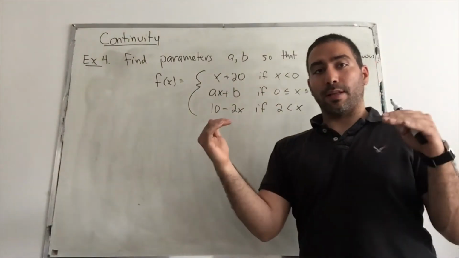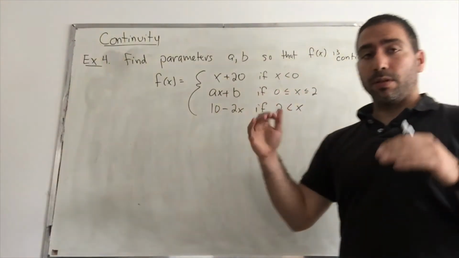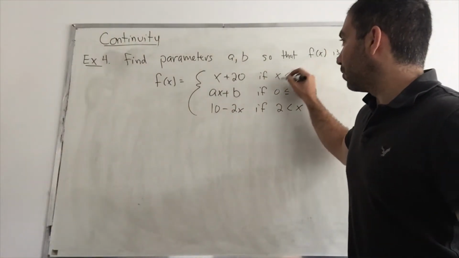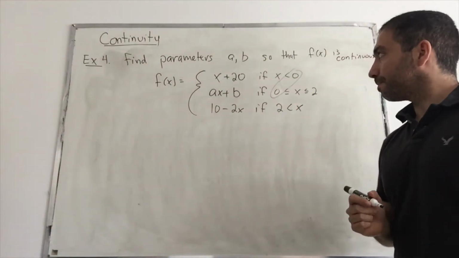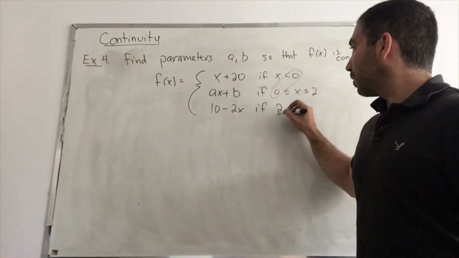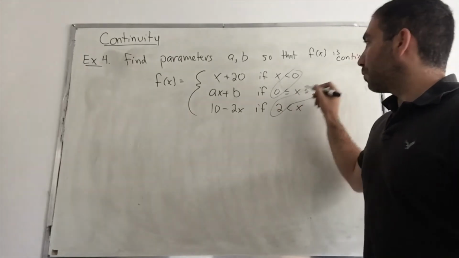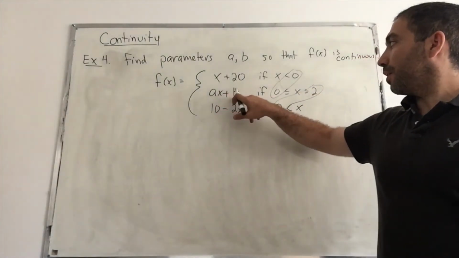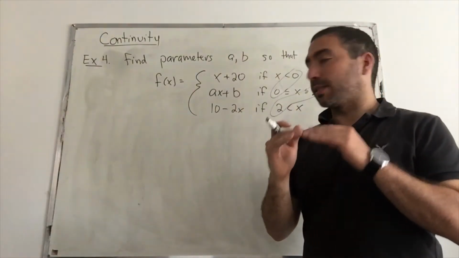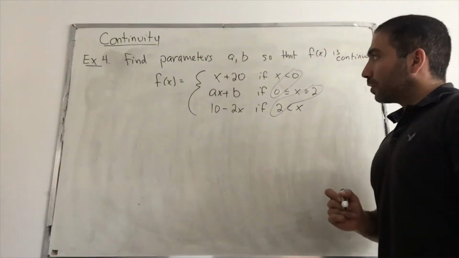So namely that at 0, at the break of 0, the left-sided limit and the right-sided limit have to meet. This is what we have to ensure. And similarly at the break of 2, when x is 2, we have to ensure that when we finish using this function here, the ax plus b, and we start using this one, it occurs at the exact same value. Okay. So let's go ahead and do that.